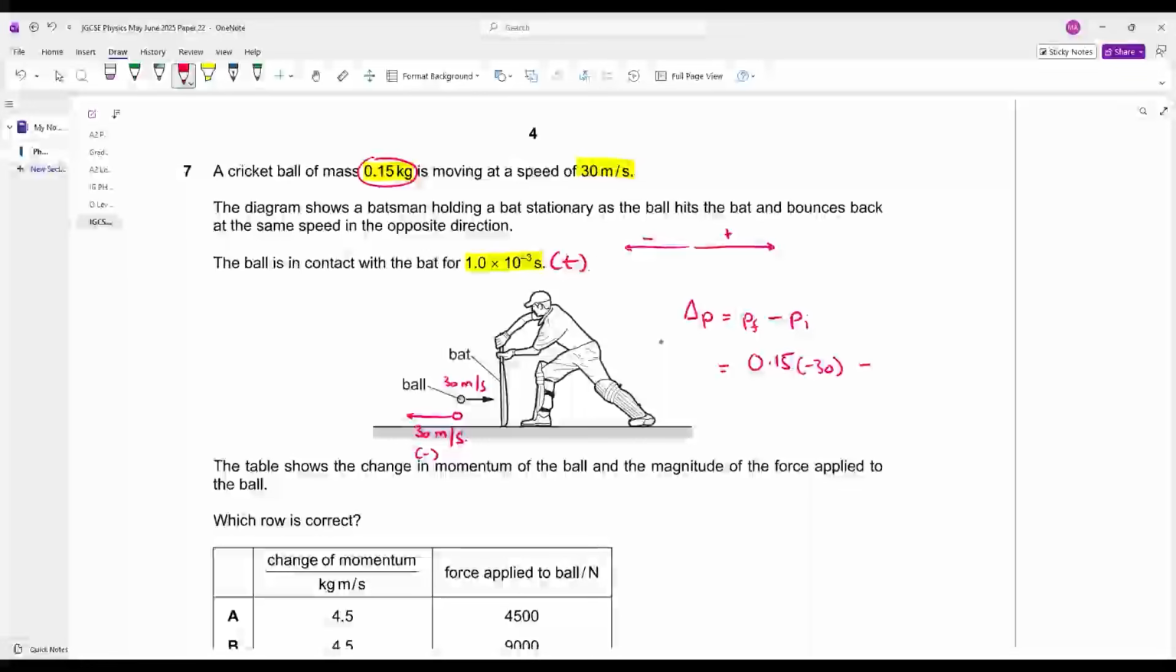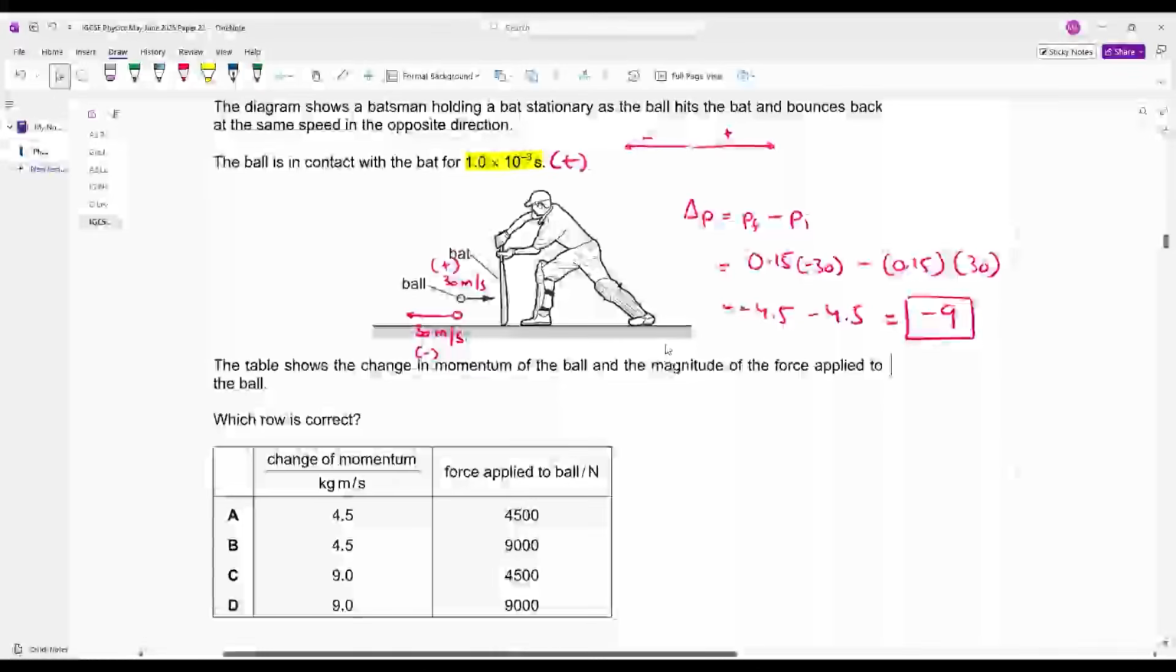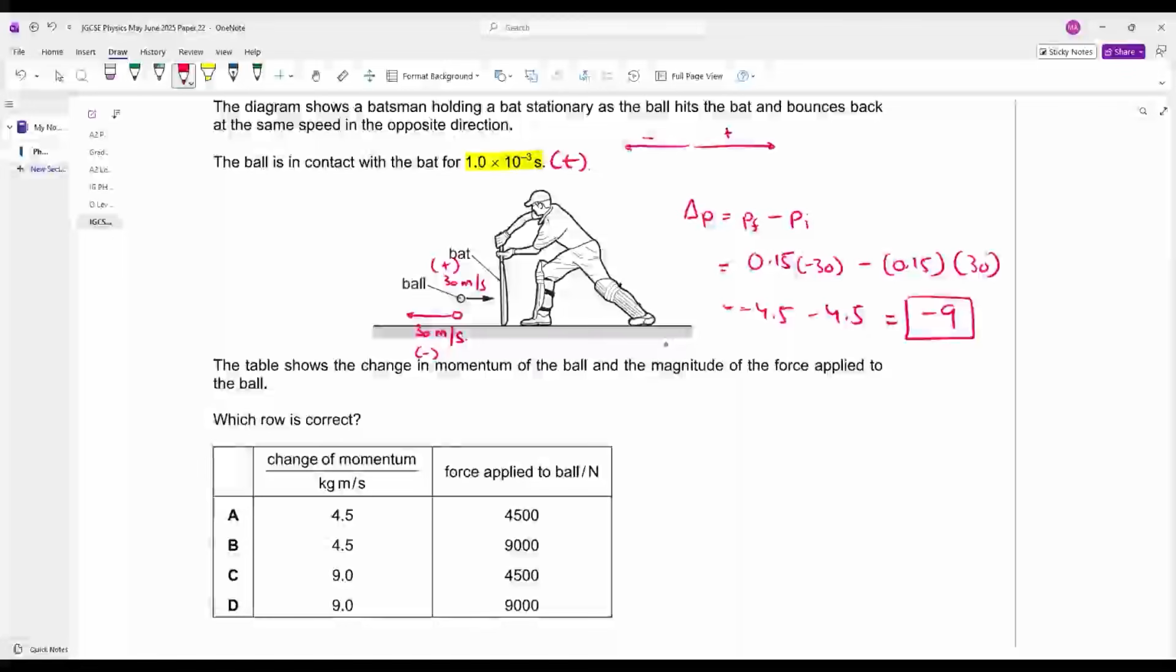Initial momentum क्या है? Mass of 0.15 kg multiplied by the velocity that is acting towards the right. It will be positive. Okay, what will your change in momentum come out to be? 0.15 into 30. This is negative 4.5 minus 4.5. Your change in momentum comes out to be negative 9 or positive 9, doesn't matter. Beta, if your change in momentum comes out to be -9, +9, doesn't matter. It's just a matter of the axes.